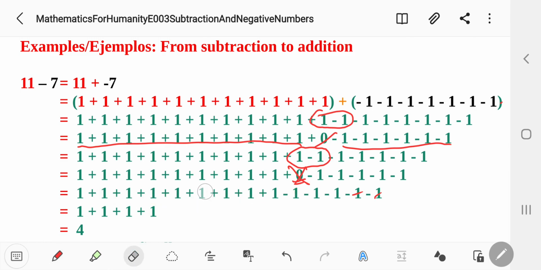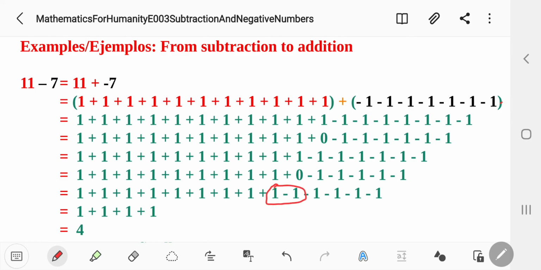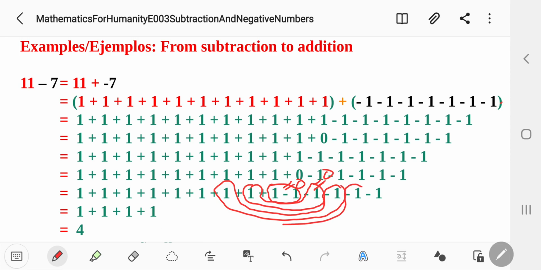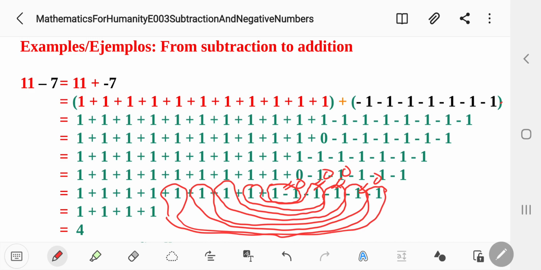So let's check this. Now, this one will give 0. This one will give 0 here. And this one will give another 0. This is equal to 0. This one is equal to 0. This is equal to 0. And then this one is also 0. And also this one will give 0. This is 0. This is 0. And finally, this one with this one will give you another 0.